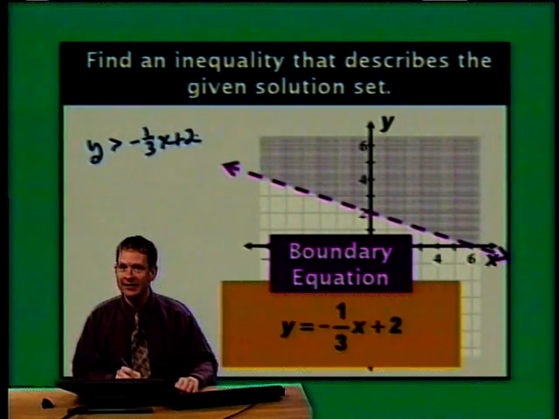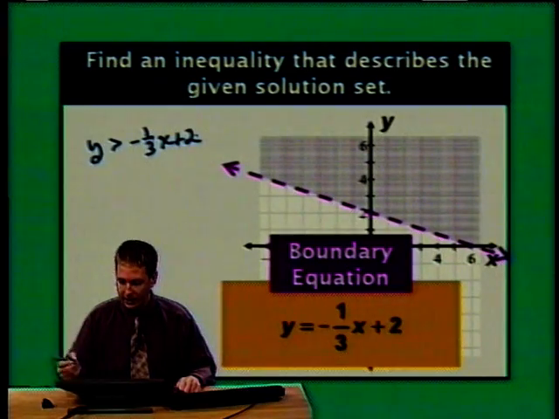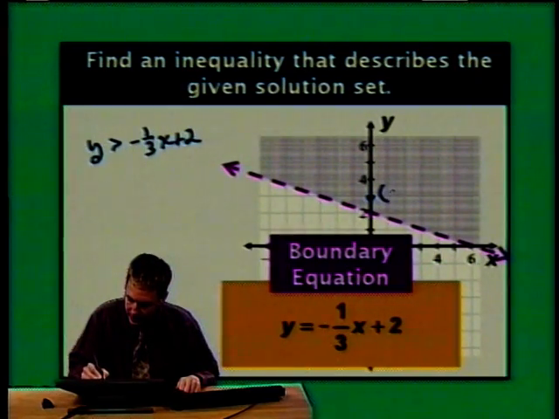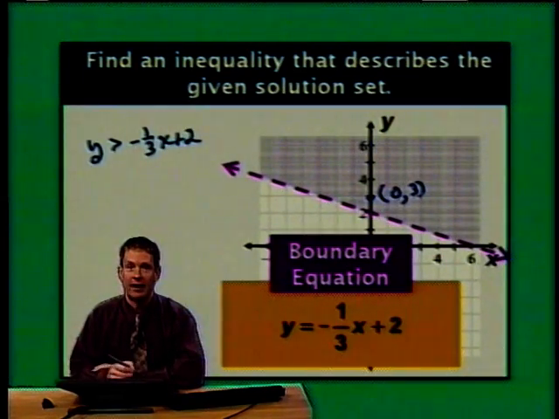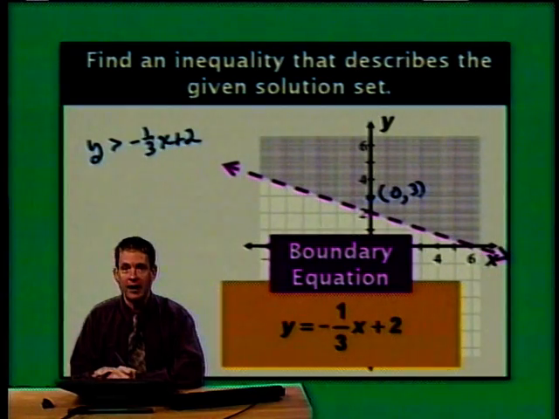Before I leave this example, I'm going to check a point, just to double check my work. Let's check the point 0, 3. If I replace y with 3, the left side of the inequality is 3. If I replace x with 0, the right side of the inequality is 2. 3 is indeed greater than 2. So we seem to have had success.